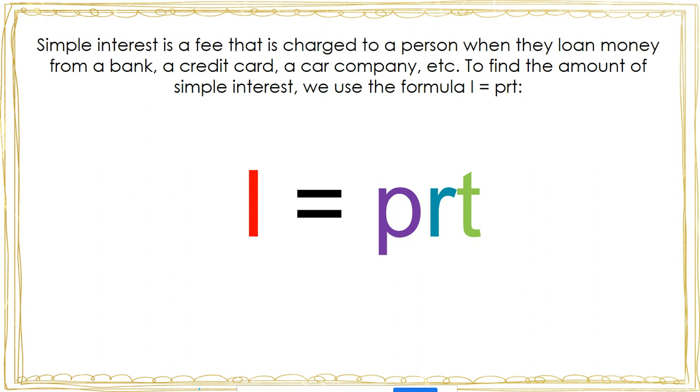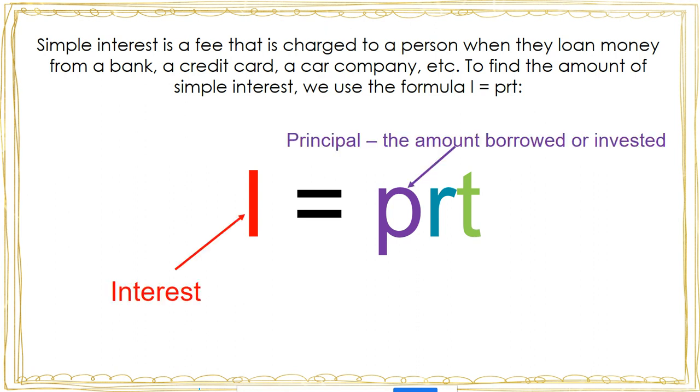In this formula, I represents the amount of interest paid, P is the principal, and the principal stands for the amount borrowed or invested. R is the rate, which is the interest rate as a percent. When we use this formula, we have to make sure that our interest rate, even though it is given to us in a percent, is used as a decimal in our formula. And T represents time in years. This represents how many years you had the loan for.